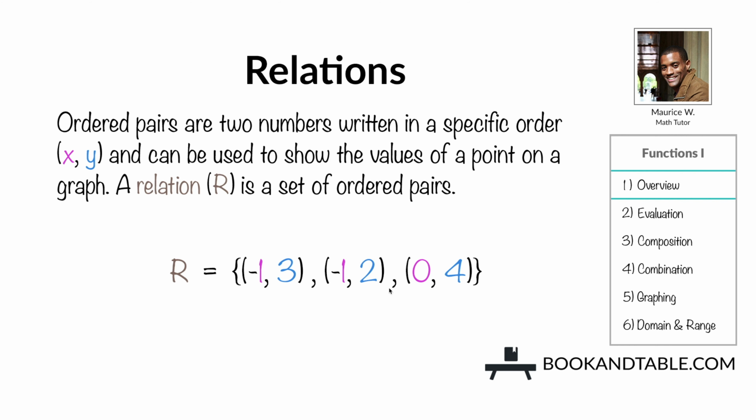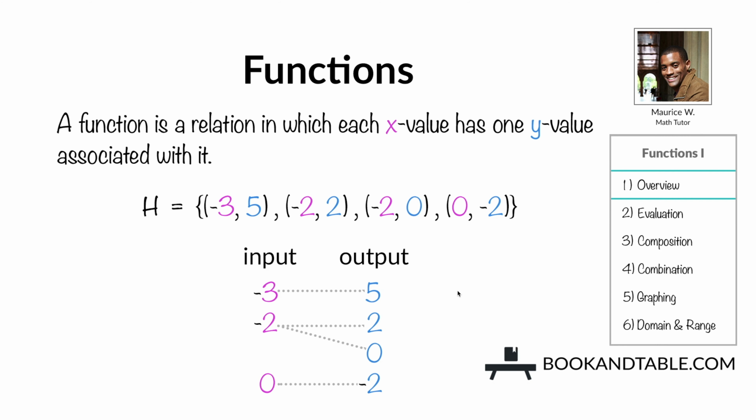So we have three ordered pairs here, and we see that the first number in each pair represents the x value, or the x-coordinate of the point, and the second number in each pair represents the y-coordinate, or the y value, for each point. And the reason this is important is because a function is a relation in which each x value has one y value associated with it. So in this case, we have the relation h, and we see we have 4 points in this relation.